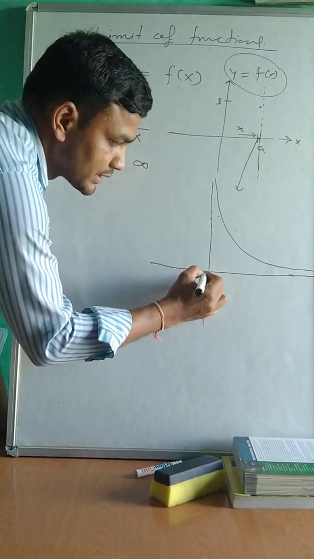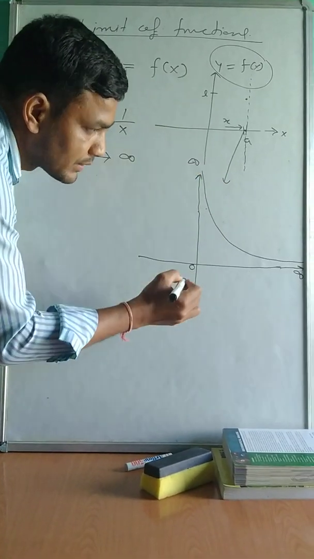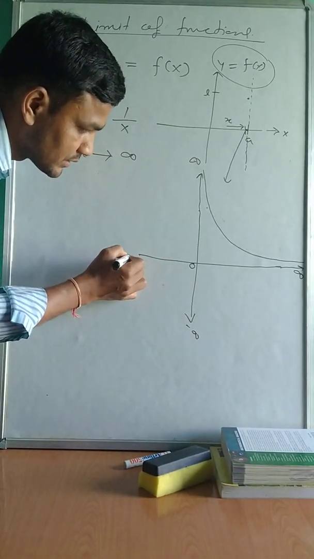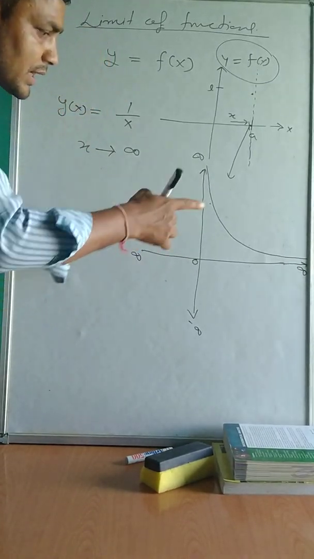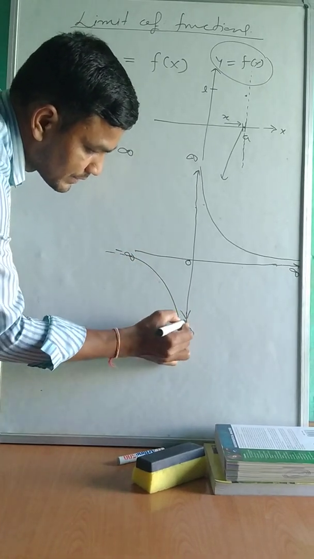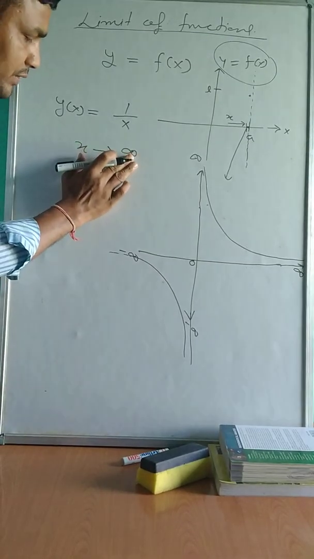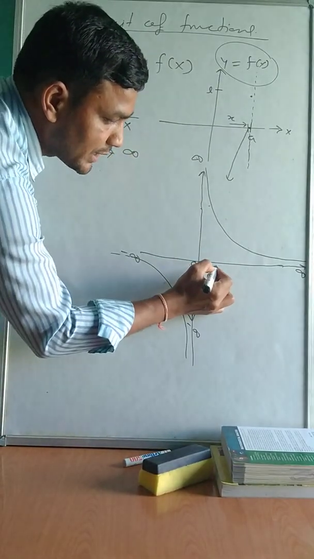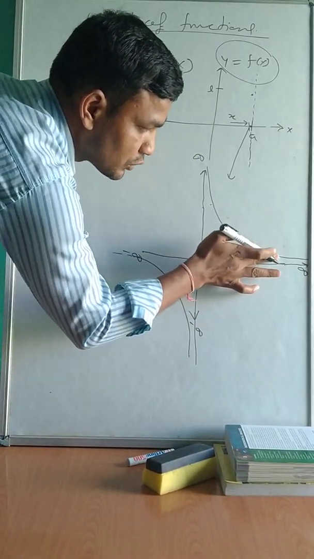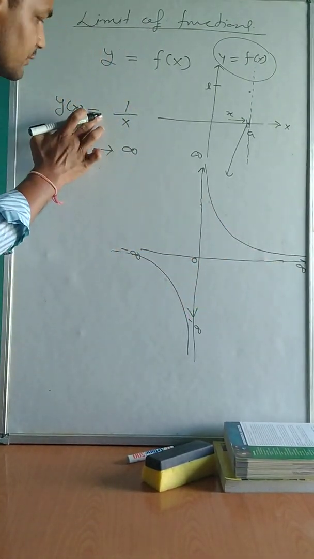This point is 0, this is infinity, and this is minus infinity on the x-axis. This is the graph of 1 upon x. In this case, when x tends to infinity, the independent variable tends to infinity, the graph tends to 0. This graph is touching 0, meaning it is touching this line. The graph tends to 0. It means the limit of this function is 0.